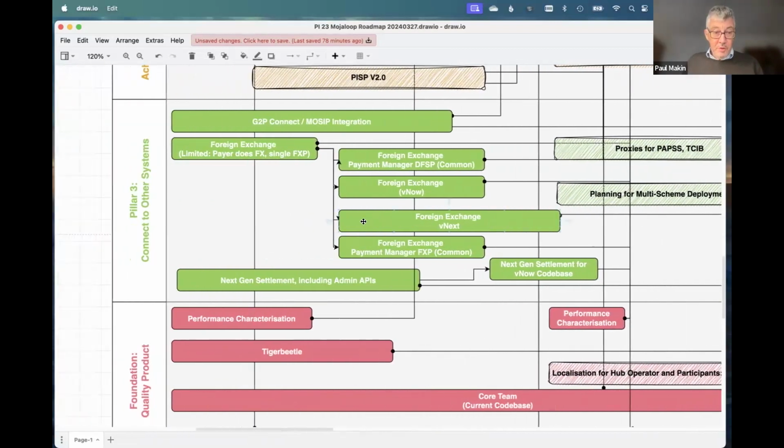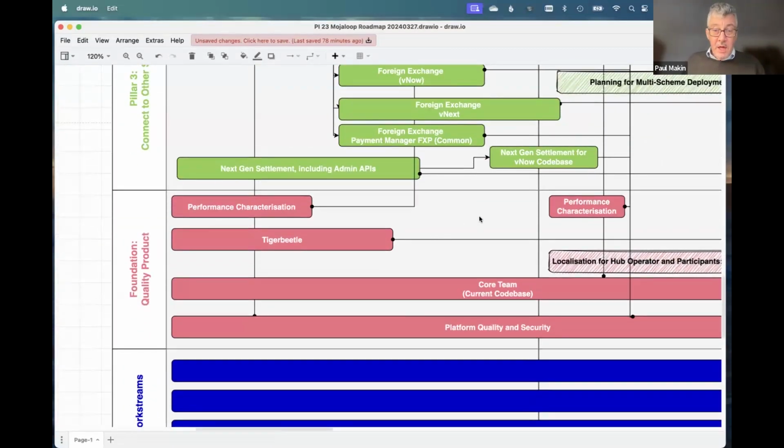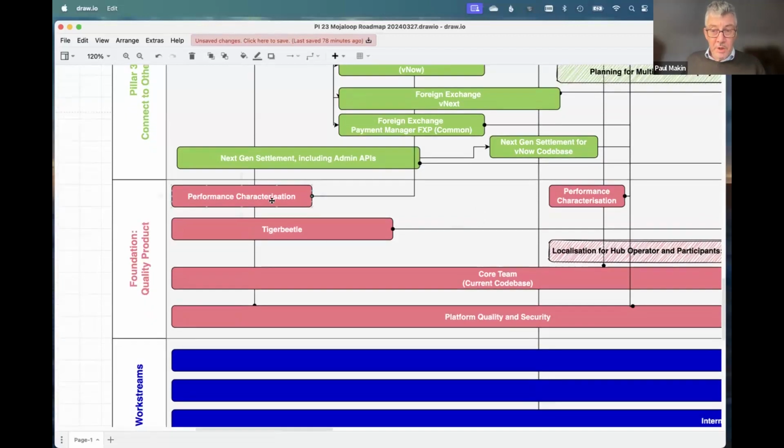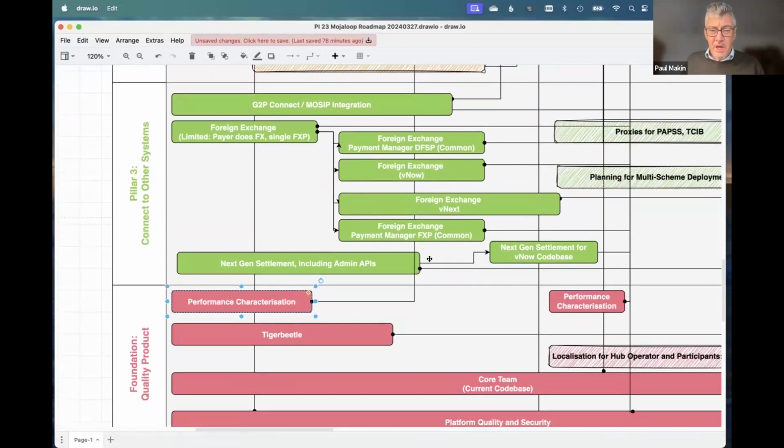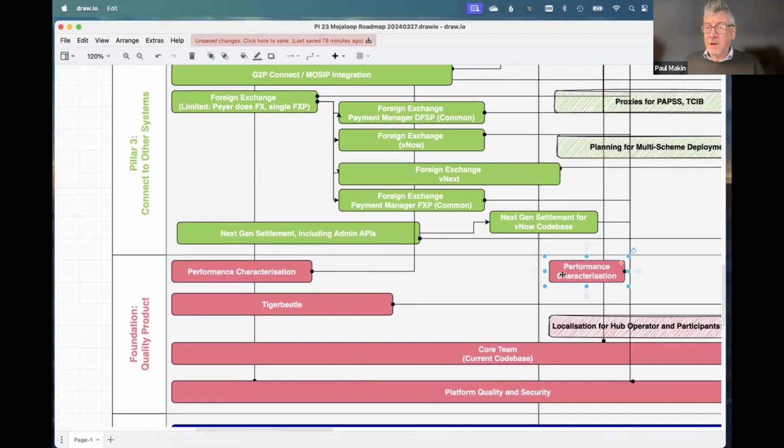Moving on to the foundation and quality product, you've heard about all of the work in performance. That was a huge element of the input into Emergent Congo, which has just been released. We expect that work to continue in the next PI. And to be honest, I think it's probably something that will stay forever as a work stream, because it's important. It's as important as the work that's done by the core team, and is closely allied with that work. So we expect performance characterization to be a continuing work stream.